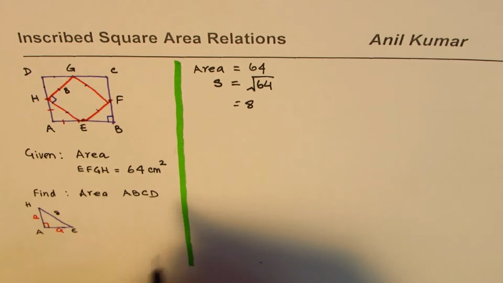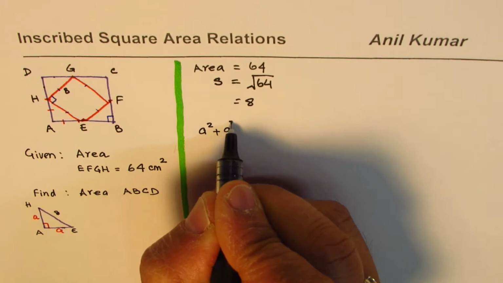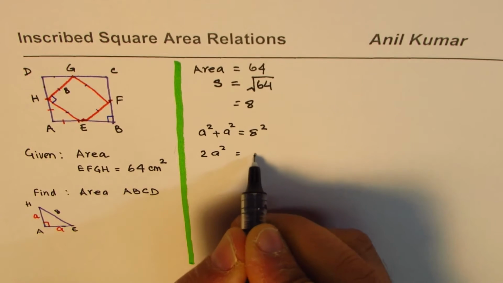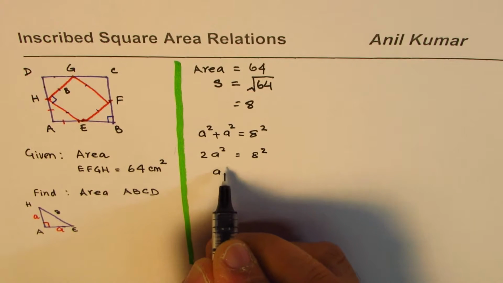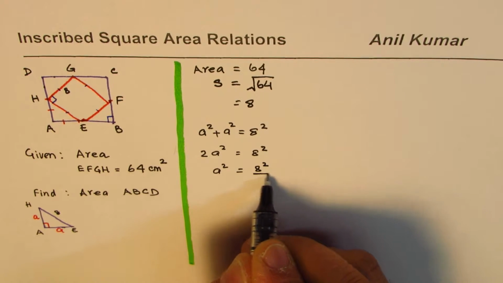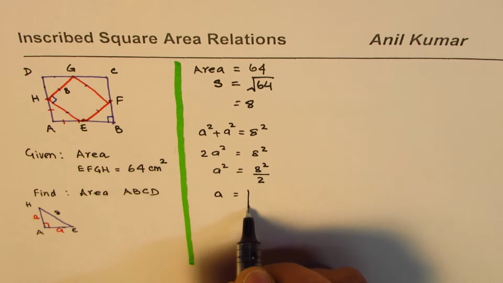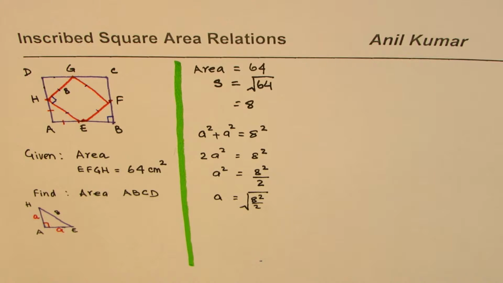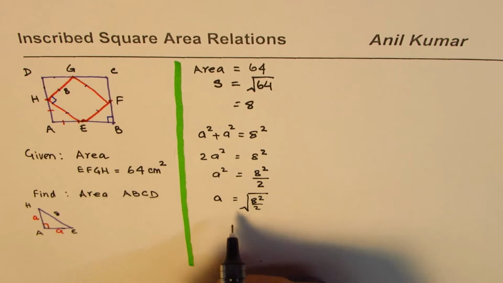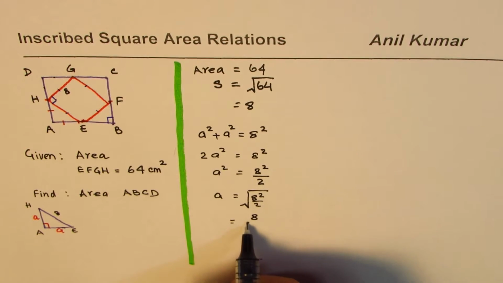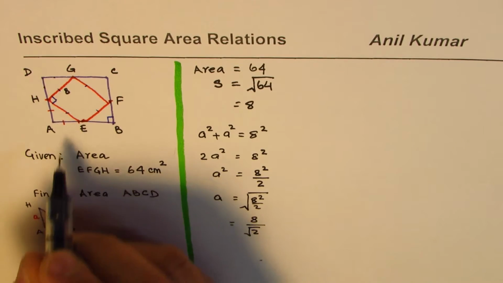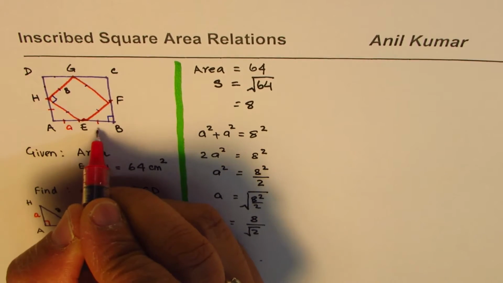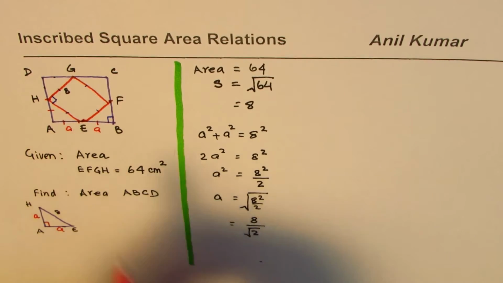Now to find these sides, a square plus a square should equal 8 square. So this is 2a square equals 8 square. a square will be equal to 8 square over 2. So a will equal the square root of 8 square over 2. At times in these tests, you may not be allowed to use calculators, and that is why I'm using these calculations. So a is 8 over square root 2. That becomes this small side length. This is a, this is also a for us. All the sides will be a plus a, correct?